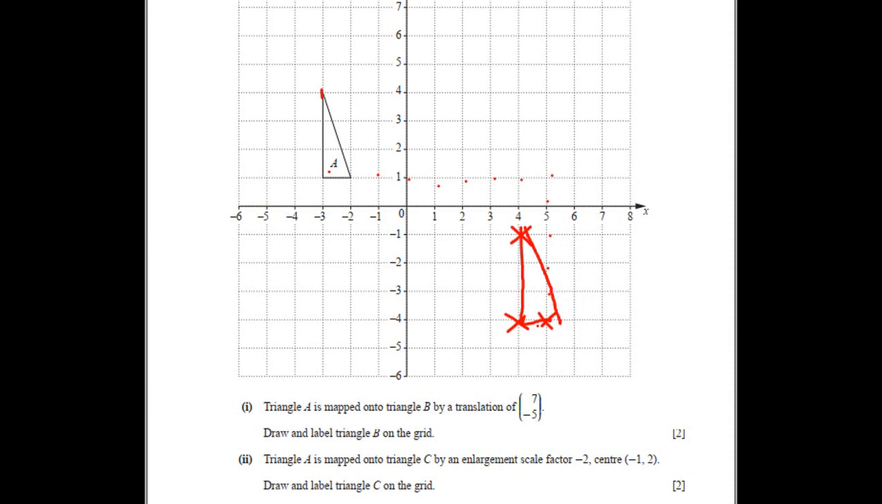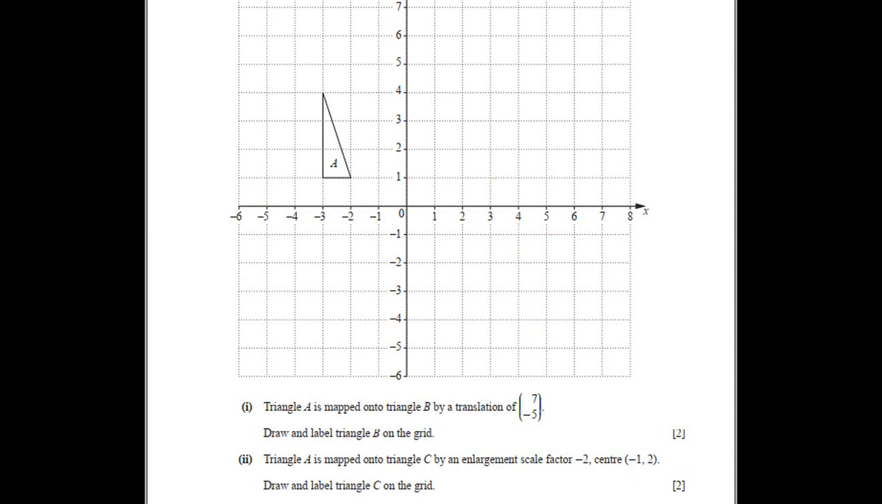So this will be your triangle B. Let me make it a little neater. This is triangle B. This is one of the vertex. So triangle B. Okay. Deleting this.